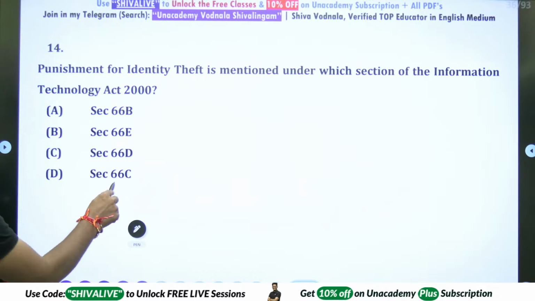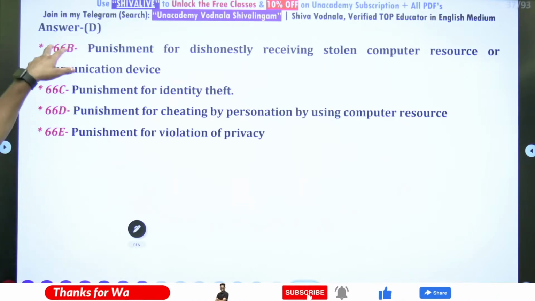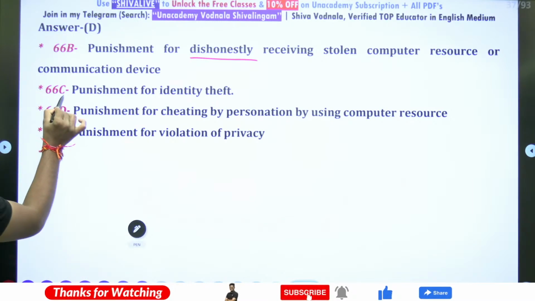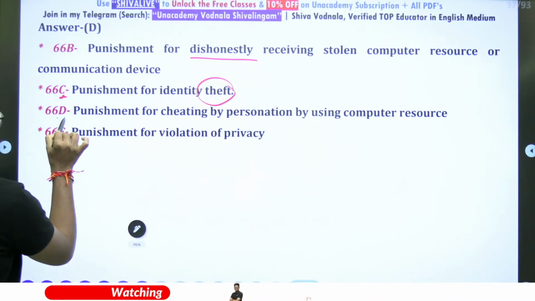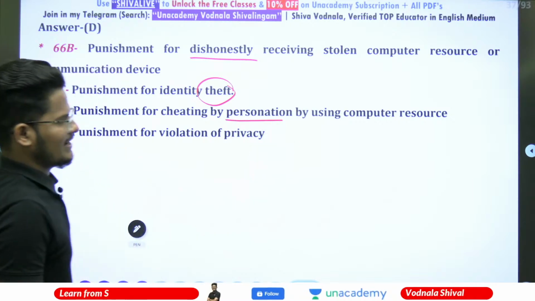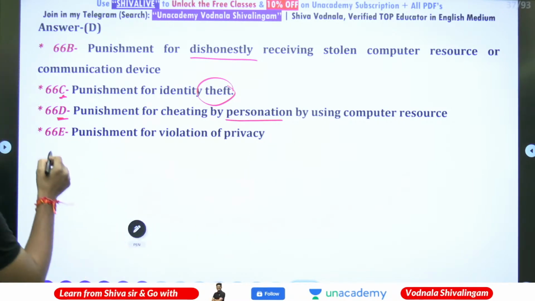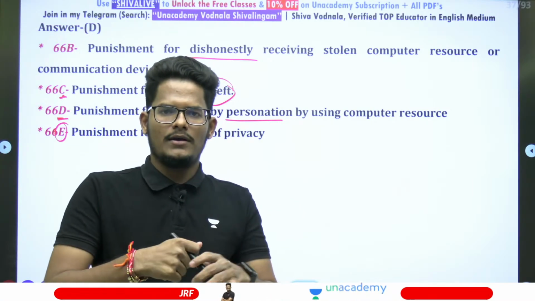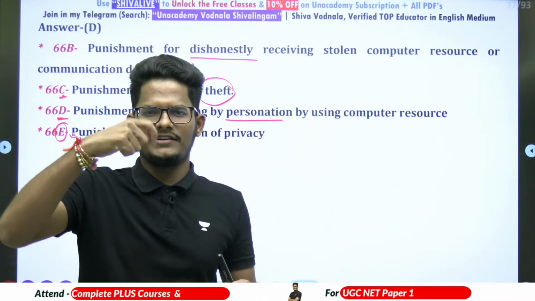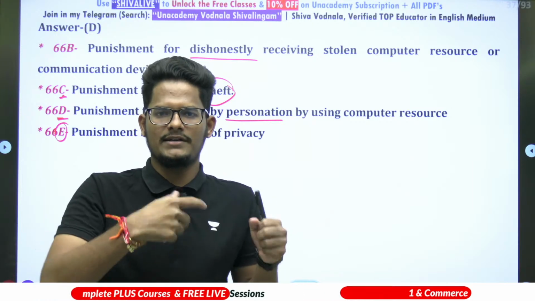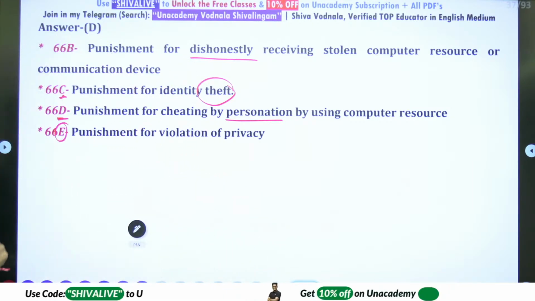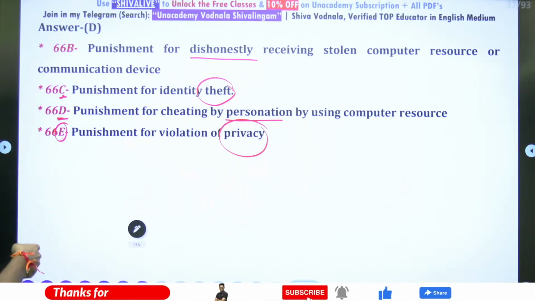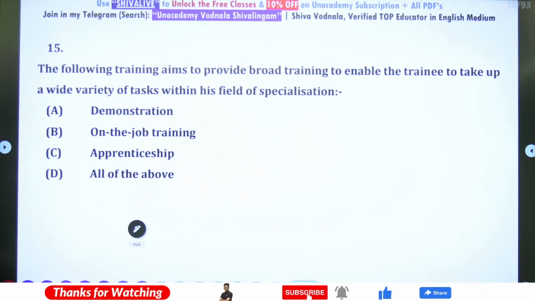Option D is the given answer, 66C, because B is for dishonestly receiving stolen computer resources, C is for theft, and D is for cheating by personation, meaning fake profiles or fake identity creation, misrepresenting themselves and looting or cheating people. E is for privacy violation. When you put someone's privacy in public, then 66E will be applied.